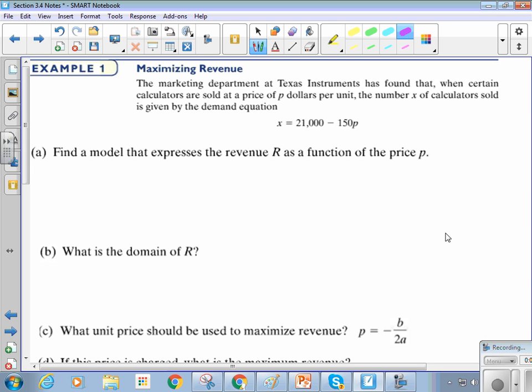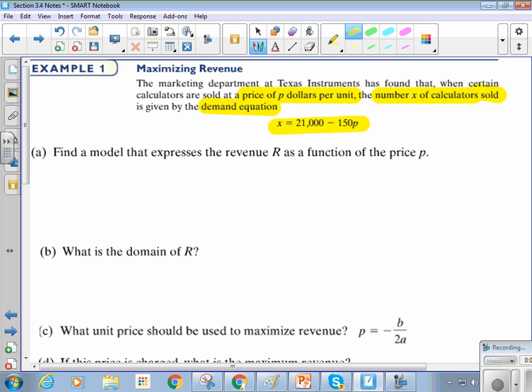Okay, so here's our first example. The marketing department at Texas Instruments has found that when certain calculators are sold at a price of P dollars per unit, the number X of calculators sold is given by the demand equation. So here's what I want you to write down. Demand equation, X equals 21,000 minus 150P. Price is P dollars per unit. X is the number of calculators sold.